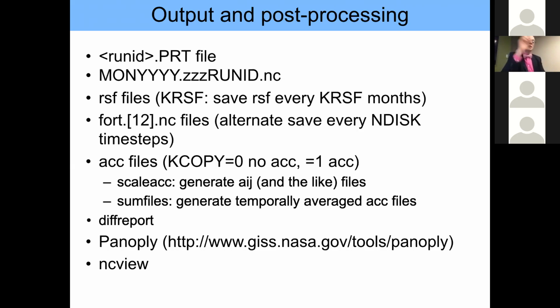And then you would sum the ACC files, and then you would scaleacc the combined file. The sum files utility will try to generate a file name that is consistent or makes some sense out of what you gave it. So if you generated 100 years, it will tell you what 100 years it generated in the file name. It's pretty clever.